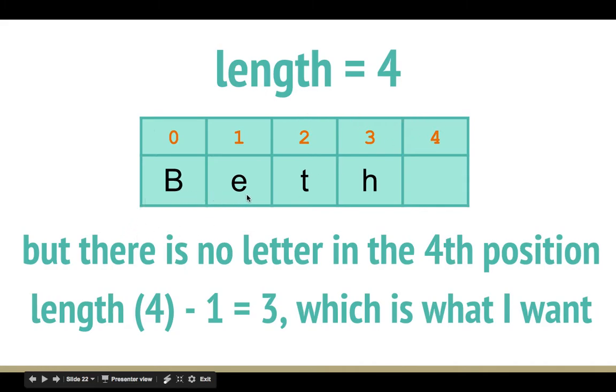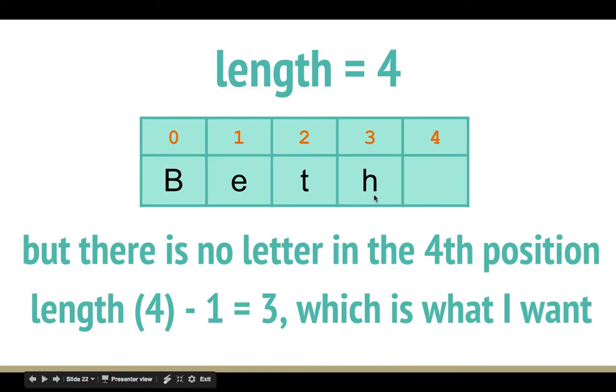So Beth is 4 letters long, 4 characters long, but the last position is not position 3. There's nothing in the 4th position because we count starting at 0, which is an odd thing in programming. So then you have to really take the length minus 1 to get to 3, and that's where the last letter is actually held, and that's what I want.